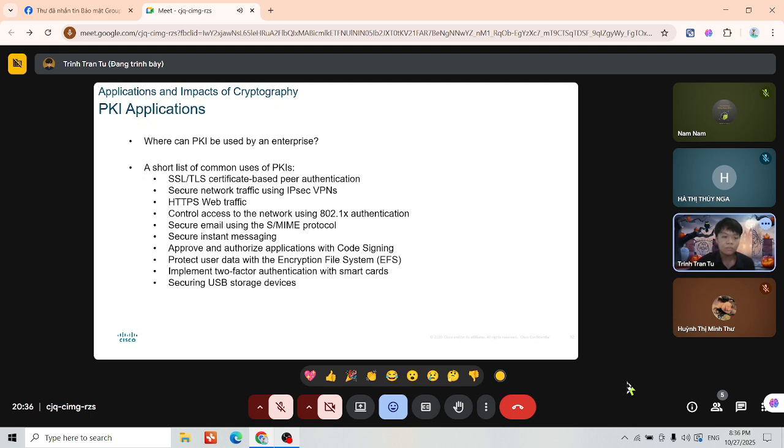When we talk about PKI, public key infrastructure, it's the foundation ensuring security, integrity, and authentication in digital communication. In reality, businesses can apply PKI in many areas. For example, TLS provides peer authentication in HTTPS websites. That's why we see the padlock icon in the address bar. VPNs like IPsec use PKI to encrypt traffic over the internet.